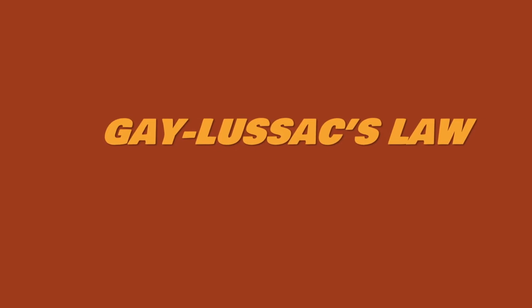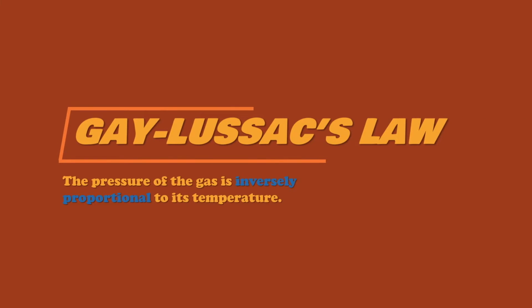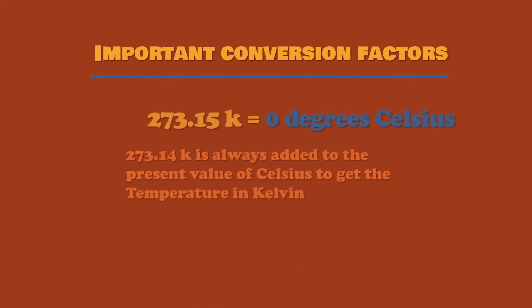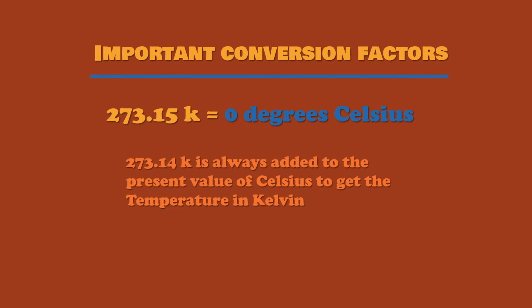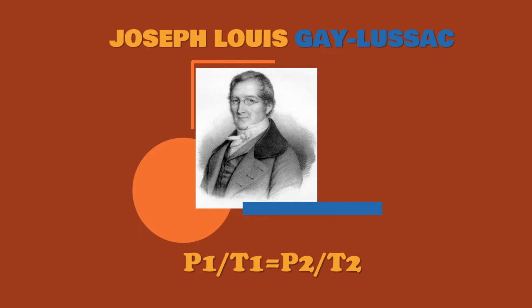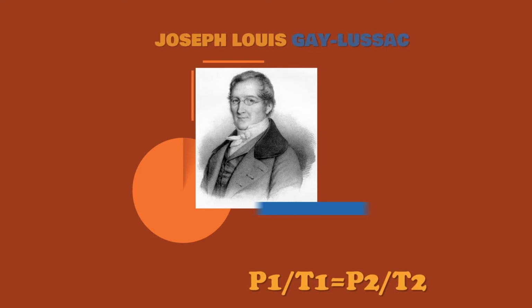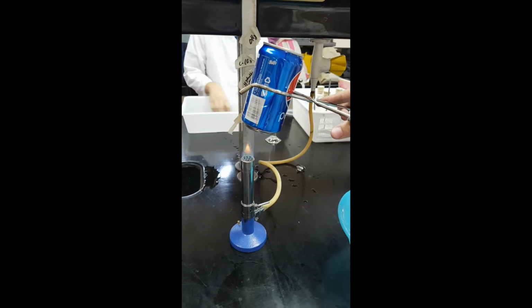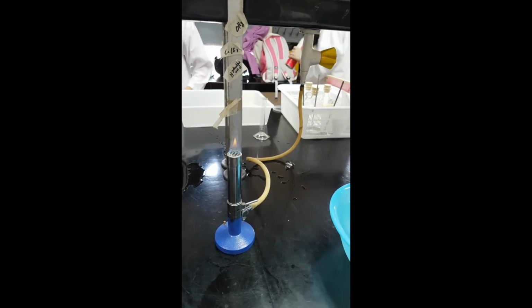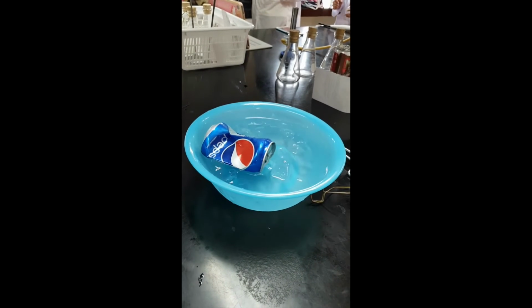Lastly, Gay-Lussac's law. As said earlier, we should remember that 0 Celsius equals 273.15 Kelvin. Joseph Louis Gay-Lussac formulated the law in the formula of P1 over T1 equals K or P1 over T1 equals P2 over T2, where the pressure of the gas is directly proportional with temperature. For this experiment, the soda can is crushed because of the difference in the inside and outside pressure of the can, caused by the rapid change in temperature from being heated to being submerged in cold iced water.